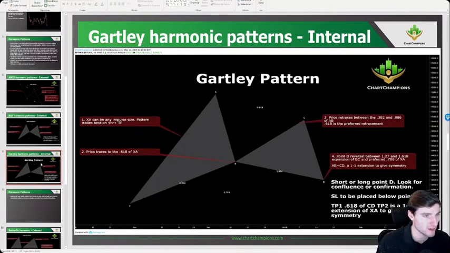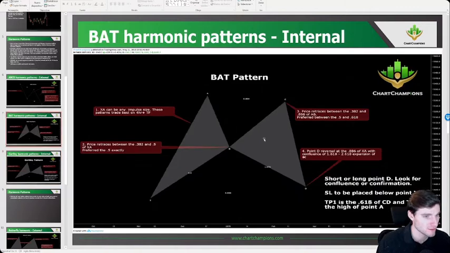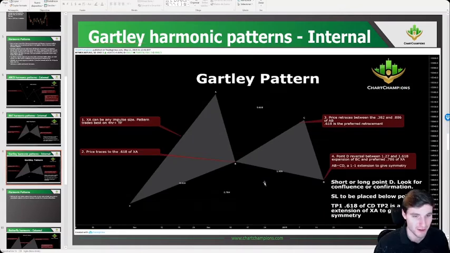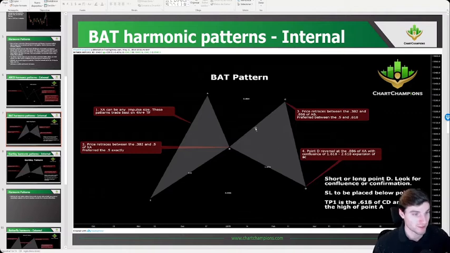Did I explain the Gartley? I don't think I got to the Gartley actually. I didn't, did I? Did I just skip straight past the Gartley? I literally can't remember now if I've just explained it. I haven't explained this one, have I? Wow. That's my mind going crazy there.